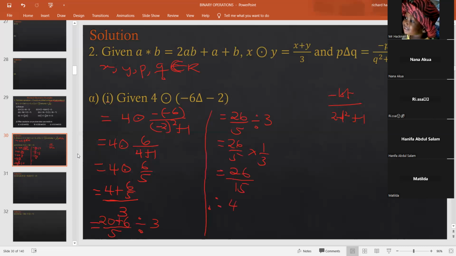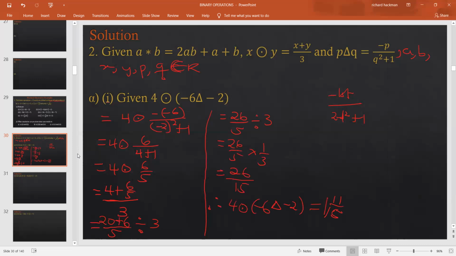Therefore, 4 circle dot (−6) delta (−2) will be equal to, let's change this, 1 whole number, 11 over 15. Okay, so this then becomes your conclusion: 1 whole number, 11 over 15. Is that clear?